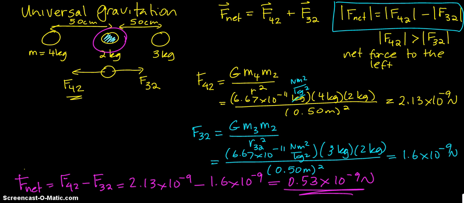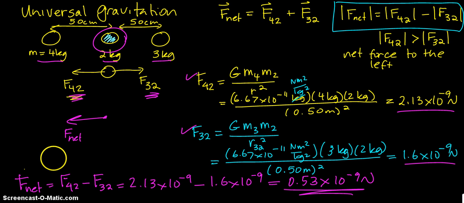So just recapping what we've done, we have 3 masses in a row, 4, 2, and 3 kilograms, and we want to find the net force on the 2 kilogram mass. So we find the force by the 4 on the 2 and the force by the 3 on the 2. We find each of those magnitudes, and once we have found those 2 magnitudes, we subtract them because they're in opposite directions, and we come up with a net force directed to the left of 0.53 times 10 to the negative ninth newtons on our 2 kilogram mass.